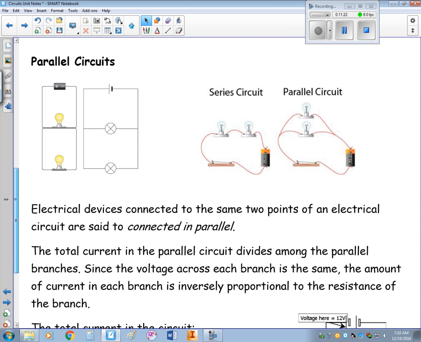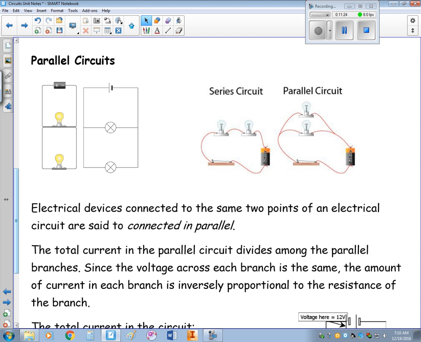So one way to get around this is to use parallel circuits. So in this one, notice that the current comes out of the battery and then gets split into two currents at this junction, which we call a node or a junction. So take a look at the difference here between series and parallel.